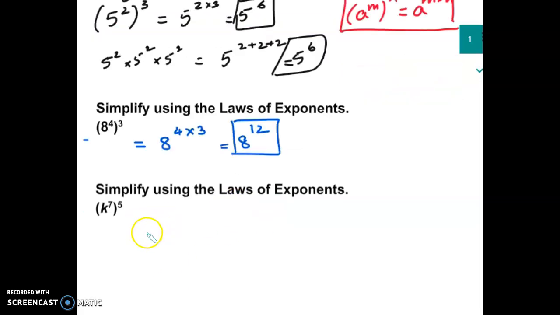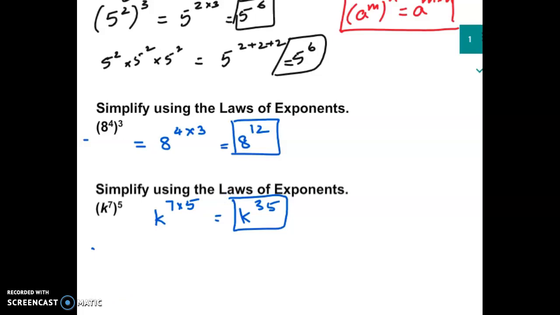Another example. So we have k to the 7 to the fifth exponent. So I can multiply the exponents. So k is the base. We will leave it like that. 7 times 5 is 35. So that's the answer for this question. Where you have an exponent to the exponent, you multiply the exponents.